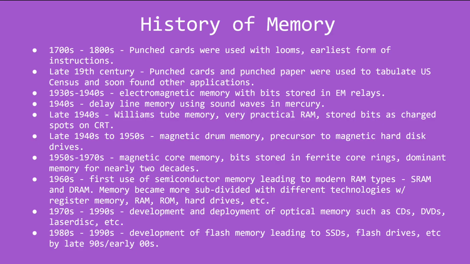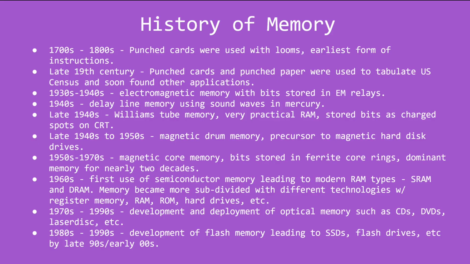And then also at the same time, in the late 40s, we had the Williams tube, also known as the Williams-Kilburn tube, I believe. It was the first practical example of random access memory. It basically just stored bits as charged spots on a cathode ray tube, but you could access any point of that memory, which is a very important concept. Late 40s to 50s, the development of magnetic drum memory, basically the precursor to magnetic hard drives.